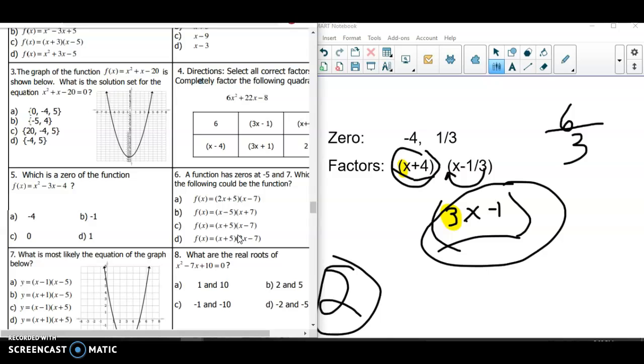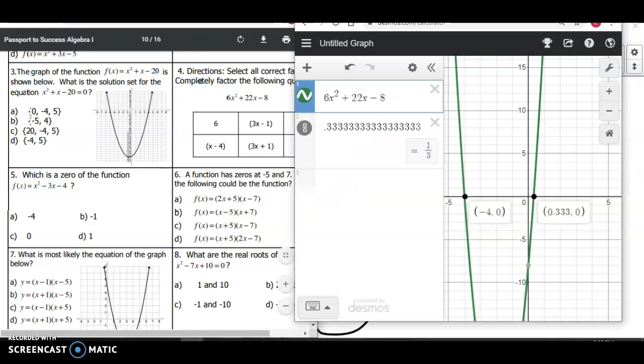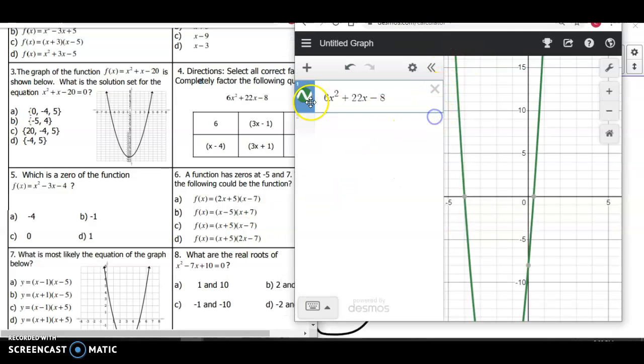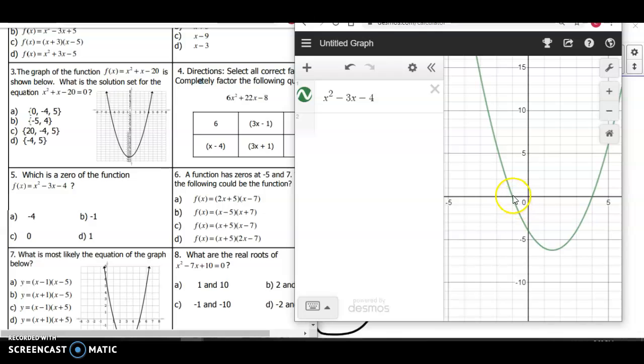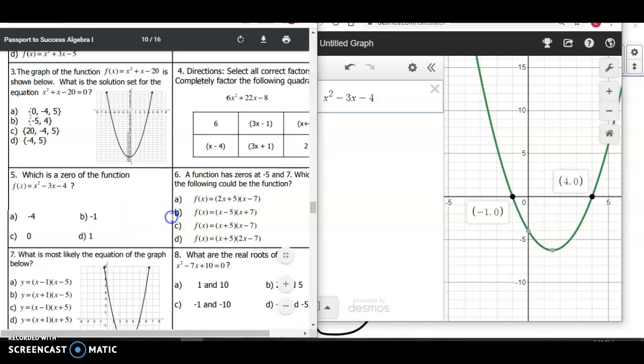All right, number 5, which is a zero of the function? I go to Desmos and I just type it in. So I've got x squared minus 3x minus 4. What are the zeros? Zeros are x-intercepts. So one zero is -1. The other zero is +4.